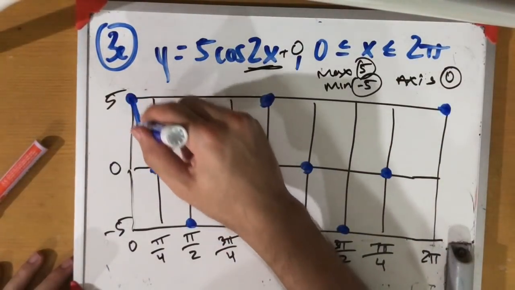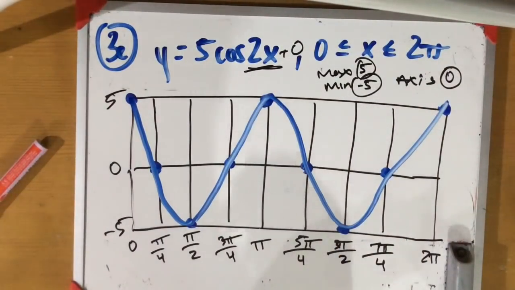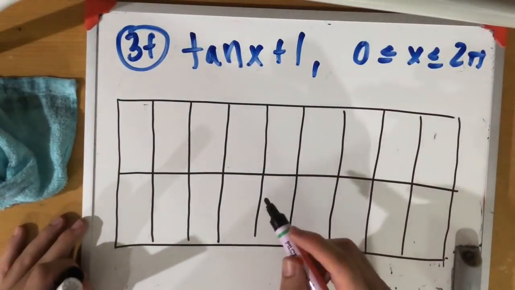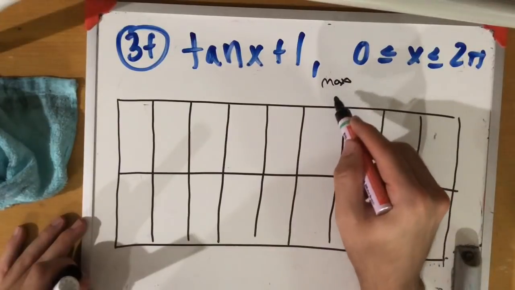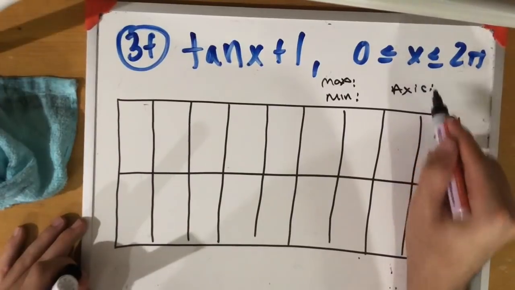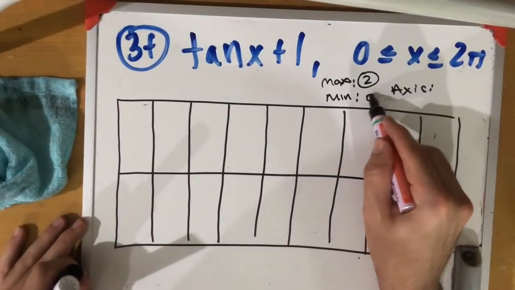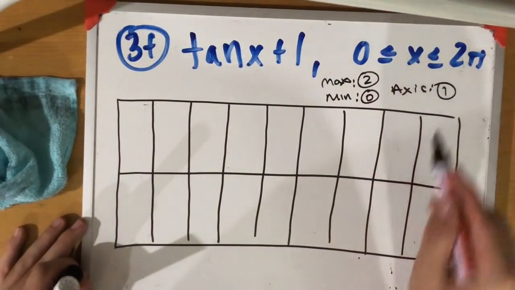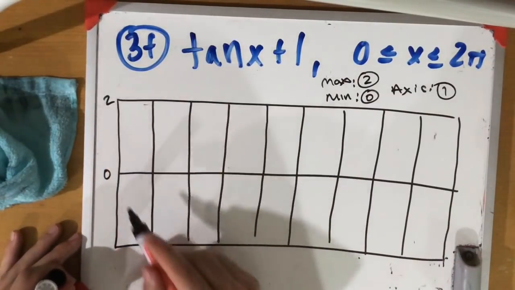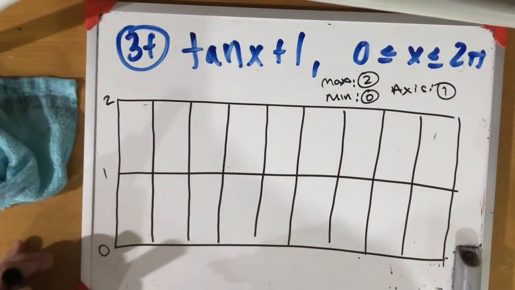All right, so what we have here is 5 cosine 2x, 10x plus 1 between 0 and 2 pi. We haven't done a tan problem yet, so this is a good problem to do to refresh your memory. Max, 1 plus 1 is 2. 1 minus 1 is 0. Axis is, of course, 1. Okay, so we have 0, 2, sorry, it should be 1, and that's 0.